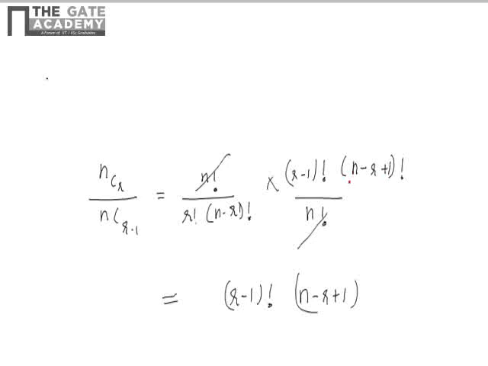For this I'll use the formula that n factorial is equal to n into n minus 1 factorial. So n minus r plus 1 factorial becomes n minus r plus 1 into n minus r factorial. For r factorial also I'll use r into r minus 1 factorial.